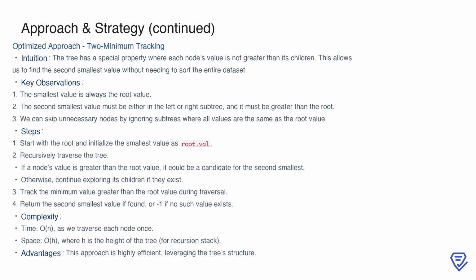The steps involve initializing the smallest value as the root's value, then traversing the tree recursively. During traversal, if a node's value is greater than the root, we consider it as a candidate for the second smallest value. Otherwise, we continue exploring its children. By tracking the smallest value greater than the root throughout the traversal, we can efficiently identify the second smallest value or determine that it doesn't exist.